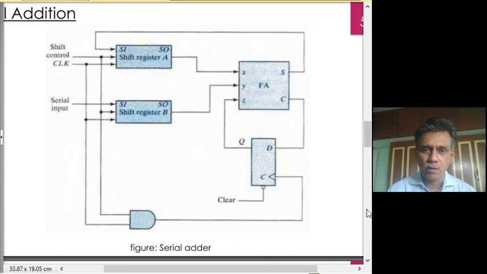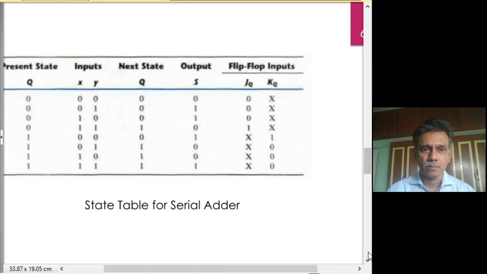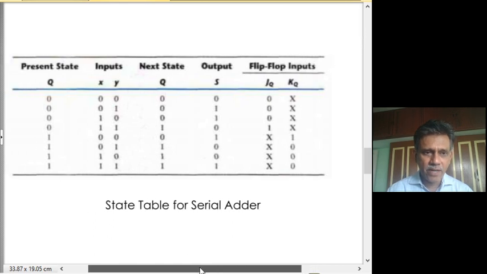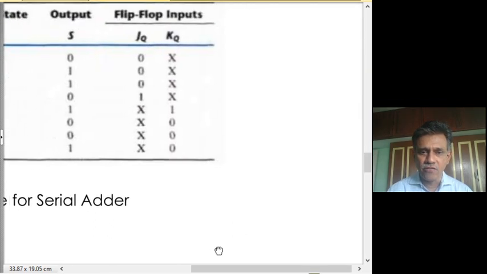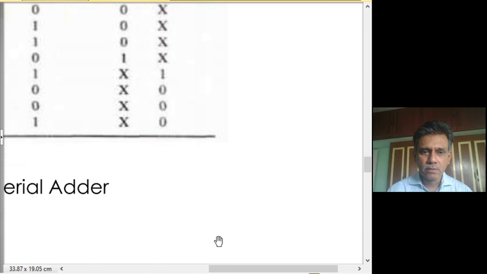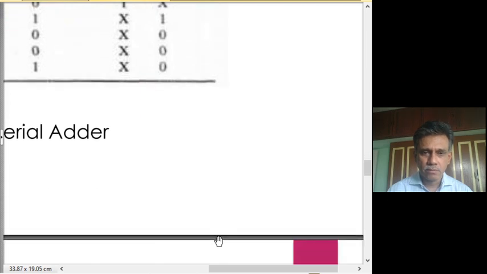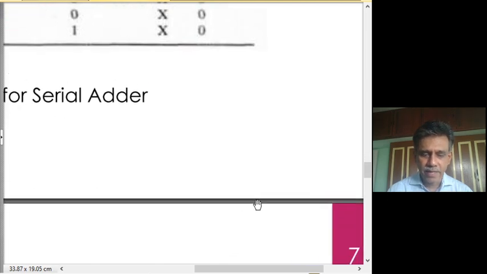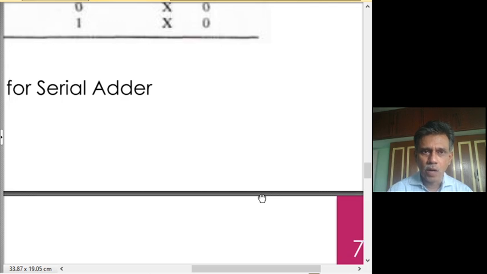So this is one way in which a shift register can be used to save the hardware. That is, with one full adder we can add. Next, if you want to even get away with this full adder, we can make use of a JK flip-flop and then carry out this whole addition.